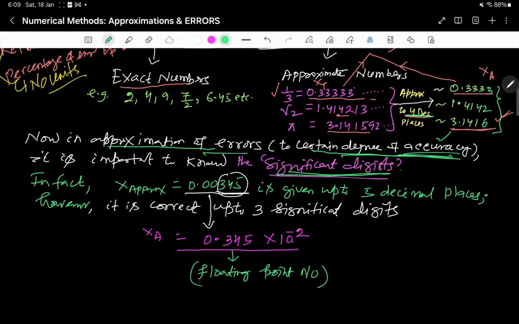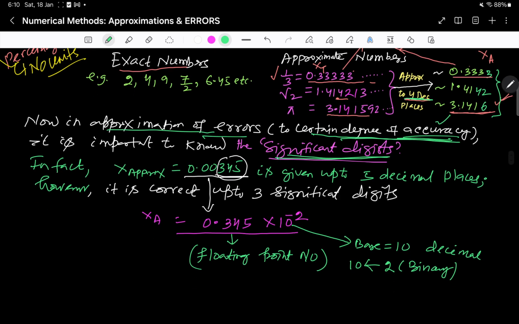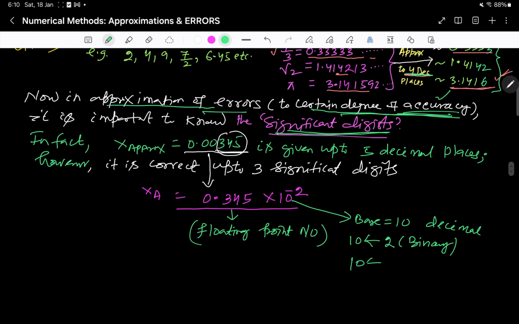Okay, here what is the base? The base is 10 here, so it is decimal. If this 10 is replaced by 2 here, then it is binary, right? If here 10 is replaced by 8, then it is an octal number. If it is replaced by 16, then it is a hexadecimal number.